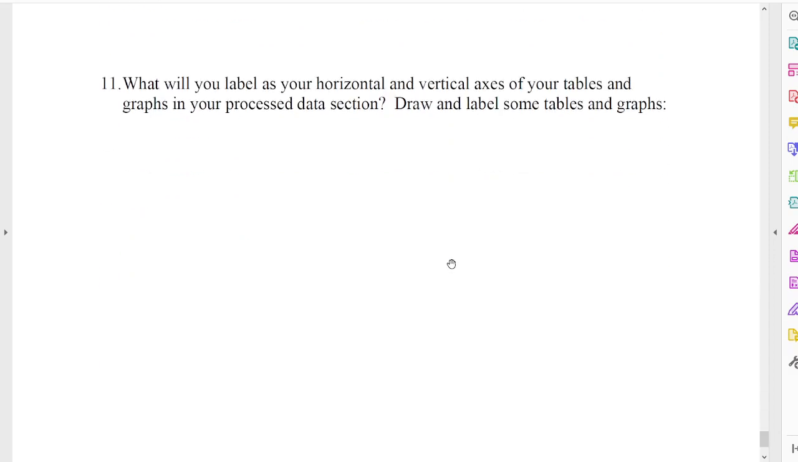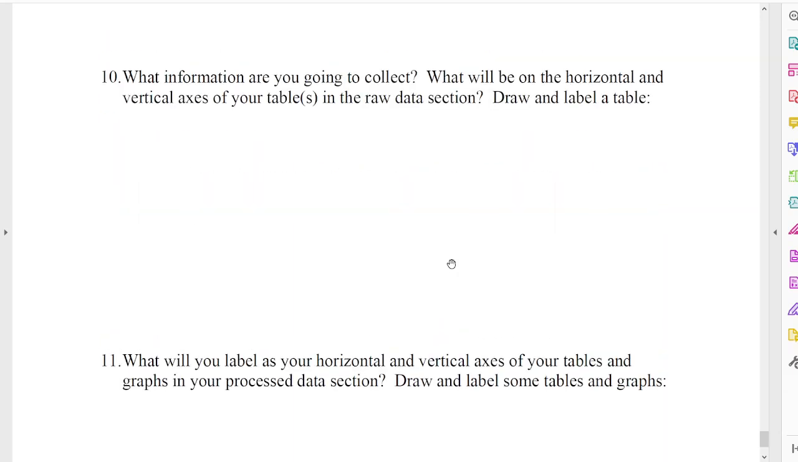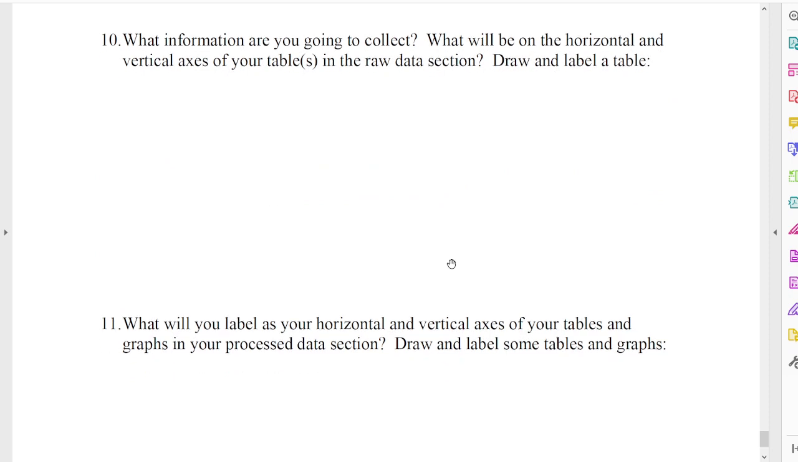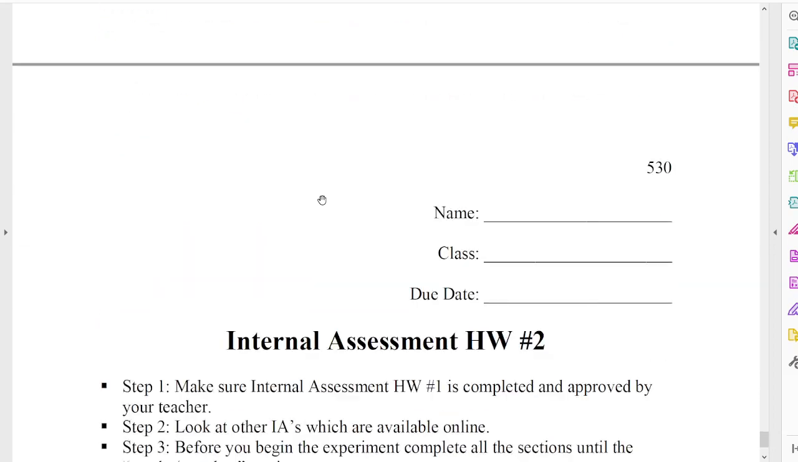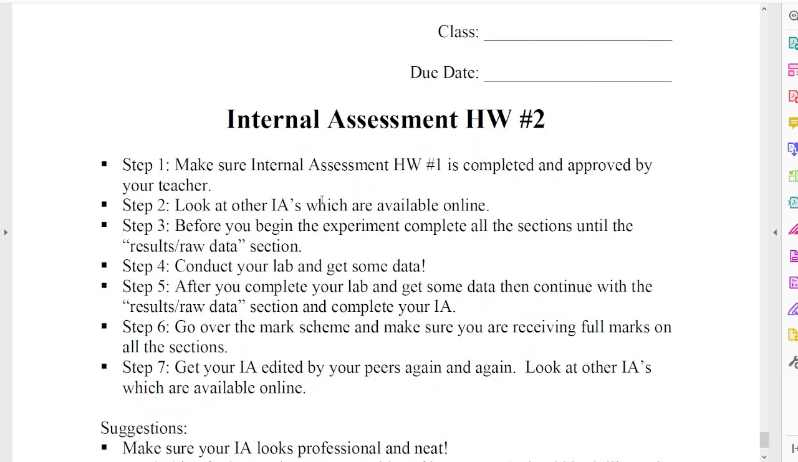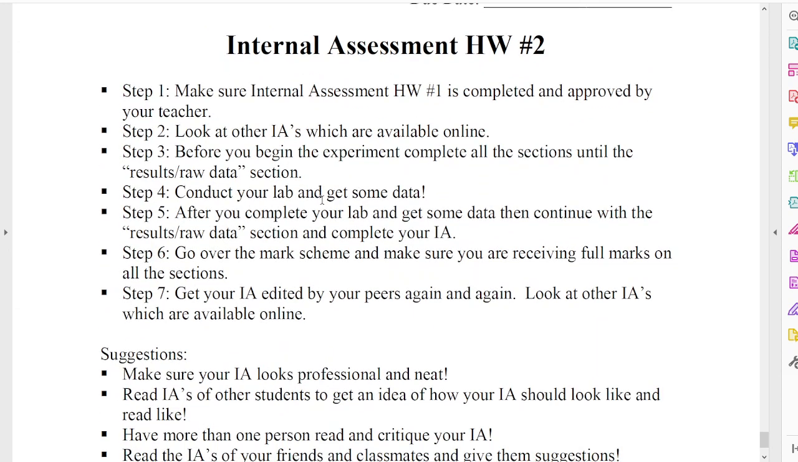Question of what will you label as your horizontal and vertical axis of your tables and graphs in your processed data section? Okay, draw and label some tables and graphs. Of course, now your tables should be empty, but you should start labeling the horizontal and vertical of your table and graphs, just so you get an idea of what exactly you're going to measure. So that was IA homework 1. Here's IA homework 2.